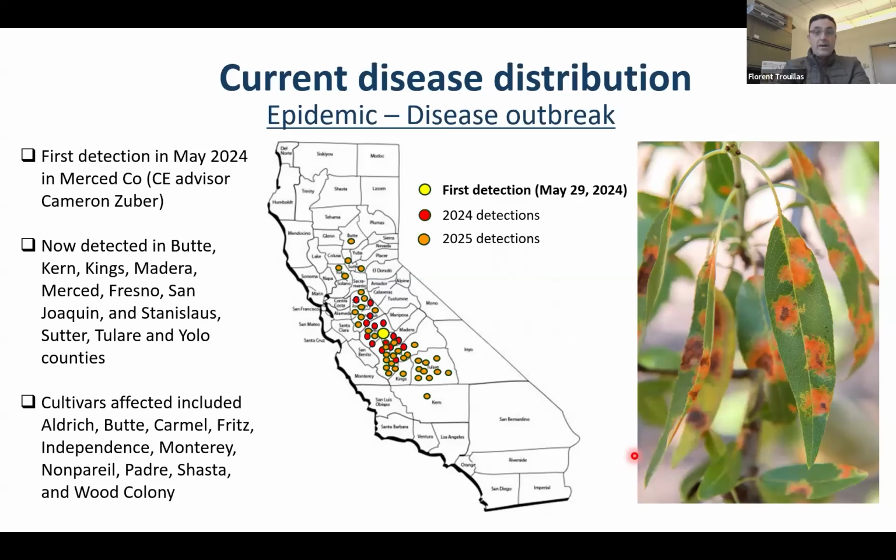So for red leaf blotch in California, again, we're talking about a recent introduction that has reached, within just a couple of years, an epidemic level. We're talking about a disease outbreak. Remember, first detection here, May 29, 2024, at the border between Merced and Madera County. That's where I received a call at the time from Cameron Zuber, the UC farm advisor from Merced County. In 2024, we looked around several orchards where it was detected, found positive with Polystigma, and we were talking in 2024 about San Joaquin, Stanislaus, Merced, Madera, and the northern portion of Fresno County.